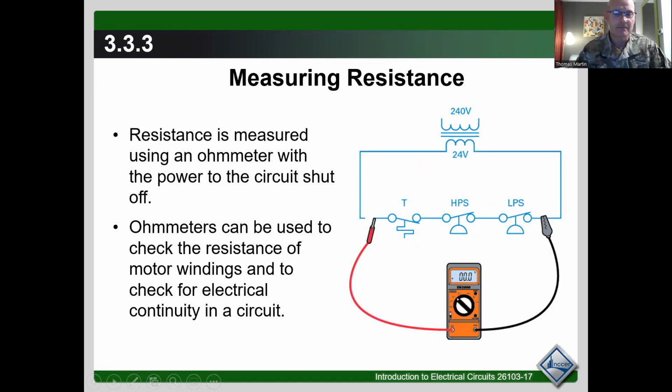Okay, measuring resistance. Resistance is measured using the ohmmeter with the power shut off. If there's voltage running through there, you're going to mess up your meter, or you're going to get a horrible reading you won't understand. Ohmmeters can be used to check the resistance of a motor winding and to check electrical continuity. And we're going to talk about continuity.